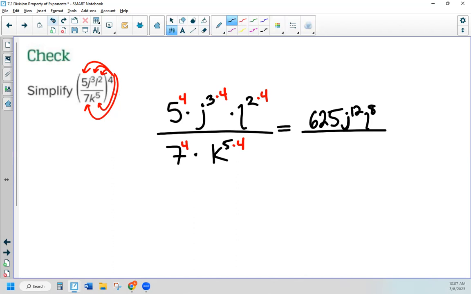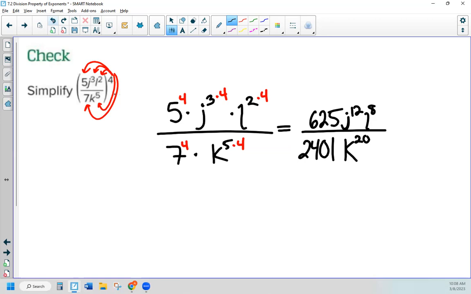7 to the 4th power. What do I get on that? I get 2,401. Ooh, I might be able to reduce these numbers. Let me see. And then we have K. 5 times 4 is 20. Now, notice that there are no variables on the top and the bottom that are the same. I have a J and an L on the top and I have a K on the bottom, which means I'm pretty much done with reducing my variables. There's nothing else that I can do with reducing those variables.